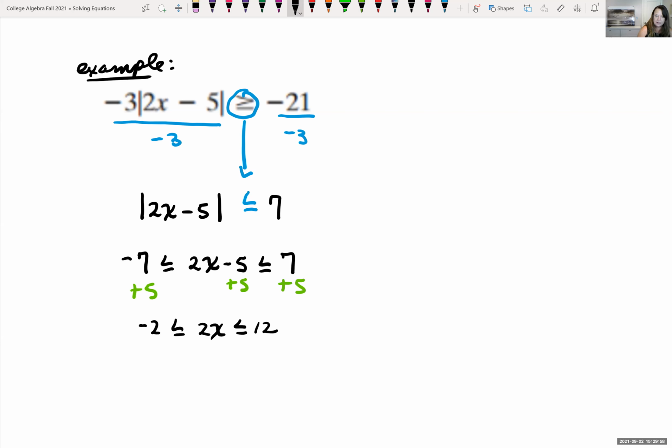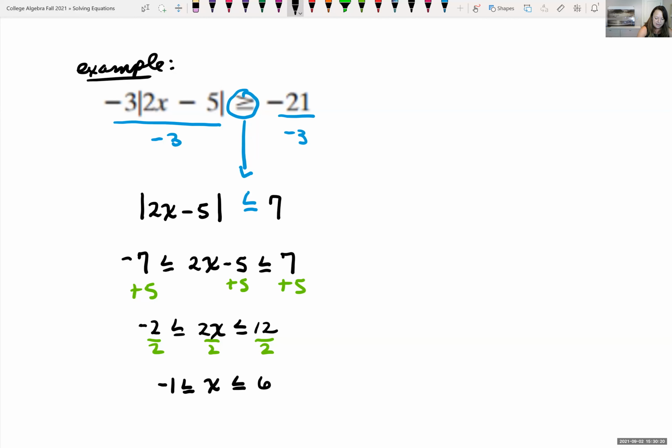We're dividing by a positive number, so everything is okay with the direction of our inequality. And so let's divide everything through by 2. And so -2 over 2 is -1, is less than or equal to x, is less than or equal to 12 divided by 2, which is 6.